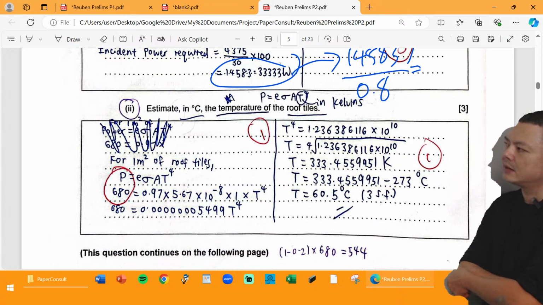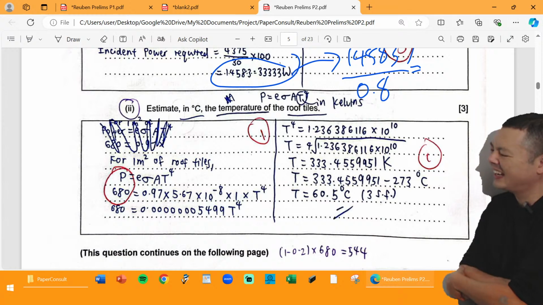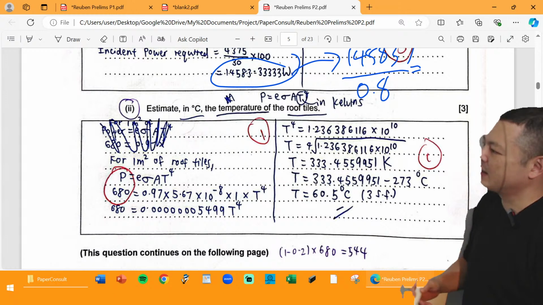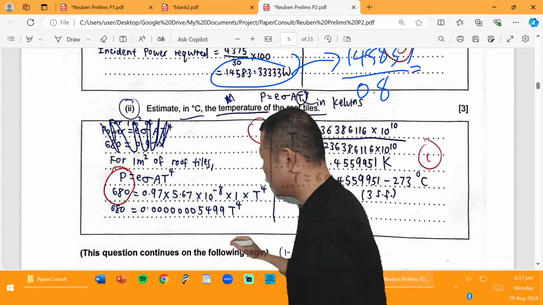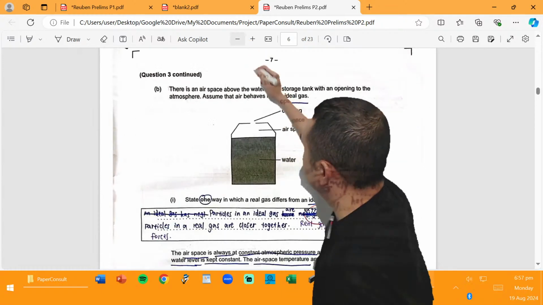Why do you have to do all that? Okay, this one here is missing the albedo. I wonder why he missed that one out. Okay, what's the next one?